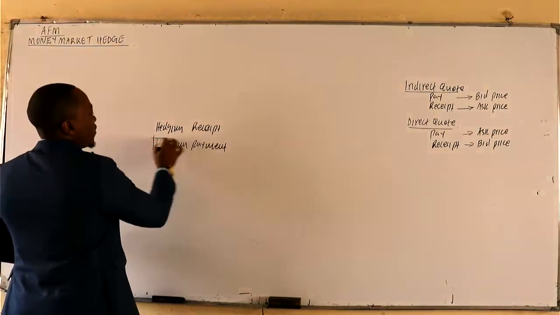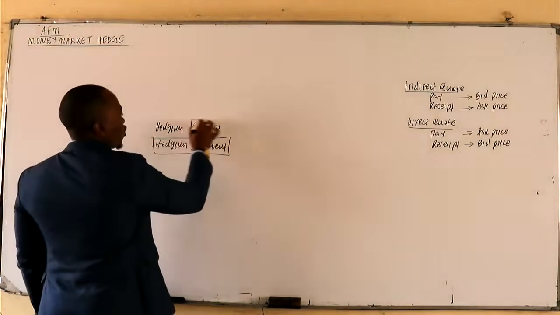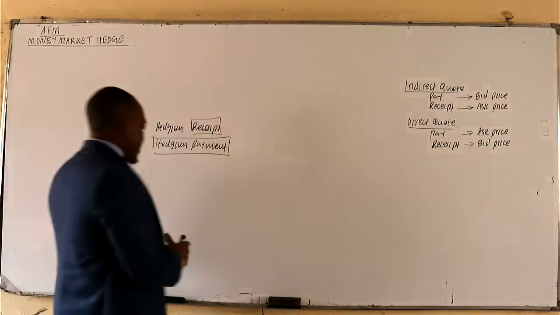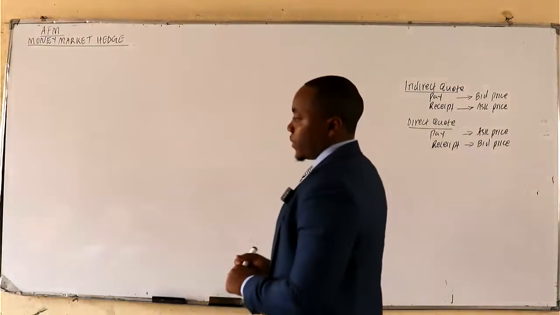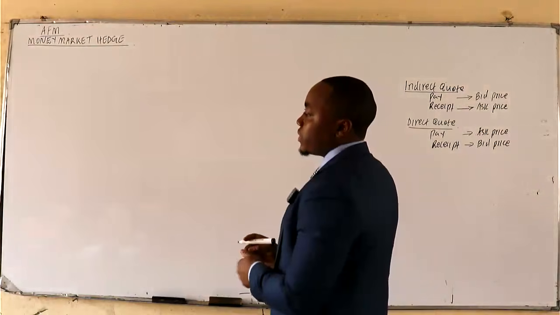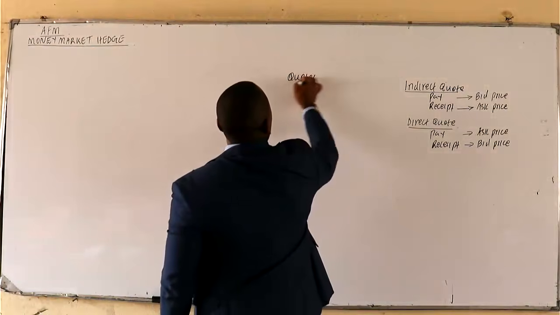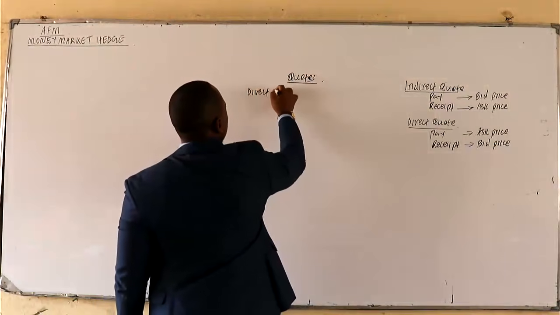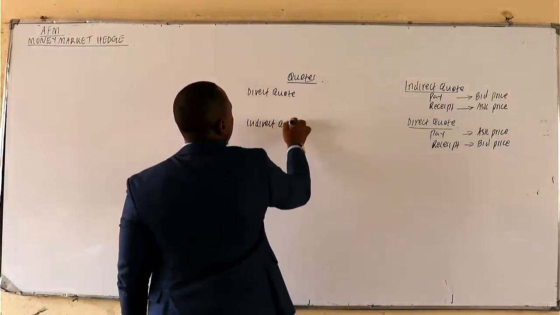Today I want us to focus on how to hedge the payment, though I shall also do something on receipts. Whenever there is foreign exchange, that means there are two currencies. You have the home currency and the foreign currency. We had said that there are two types of quotes. One is what we call the direct quote, and then we have what we call the indirect quote.